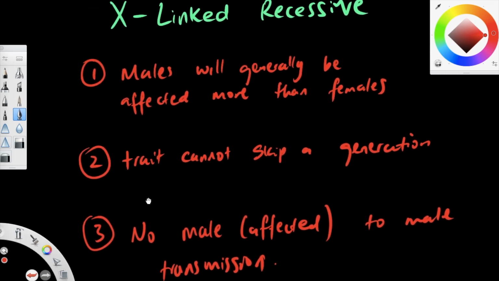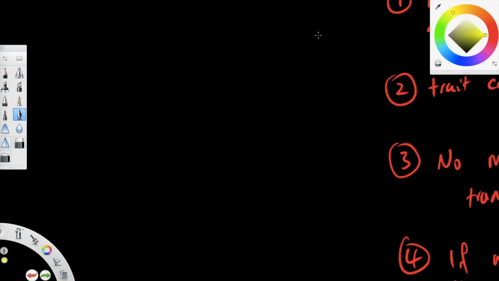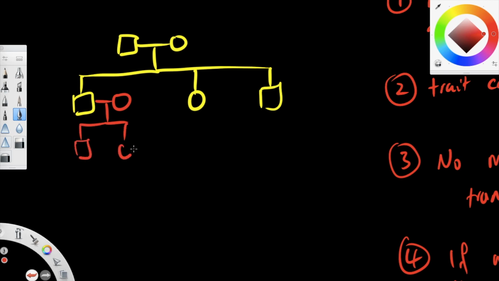So let's just see how a trait can skip a generation if it's X-linked recessive, similar to autosomal recessive. So let's just draw a pedigree here. And let's just say that he marries a female and they have 2 children, and one of the children is affected, or in this case, the son. Does not really matter. And here you can see that the trait skipped a generation, right?